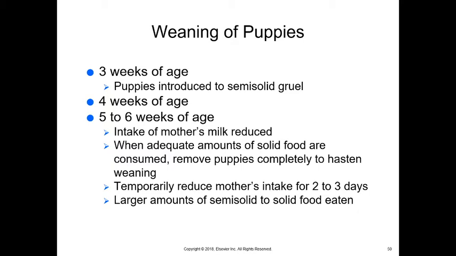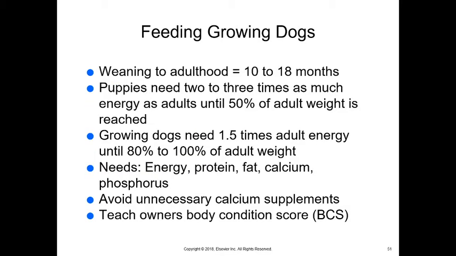Now we want to keep the puppies, for behavioral reasons, with mom until they're at least 8 weeks of age. From weaning to adulthood, as they're growing, until they're about 10 to 18 months, or until they're neutered or spayed, puppies are going to need 2 to 3 times as much energy as adults until about 50% of their adult weight is reached. It really depends on the size of the breed. Smaller dogs are going to reach that 50% of adult weight at about 4 to 5 months, whereas larger breeds are not going to make that until about 10 to 18 months.